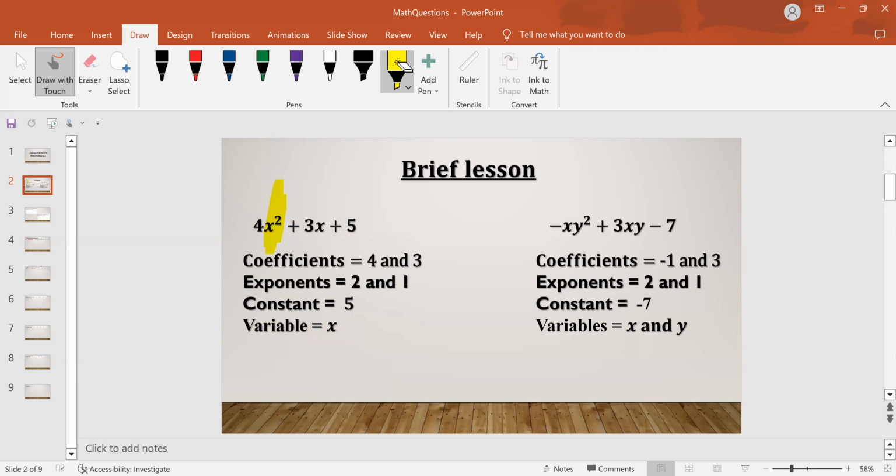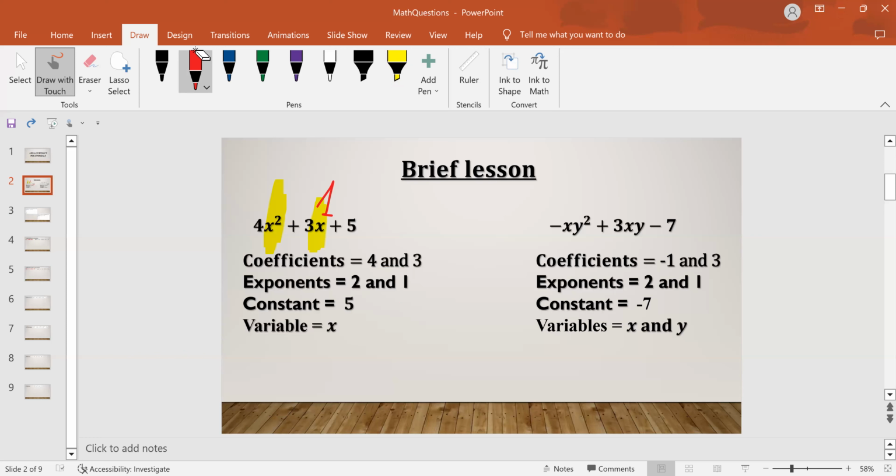So the exponent is 2. Now you have a 3x here. The x is that variable again, and we don't see any power. But you have to understand that x alone, or a variable alone, has power 1. So there is an invisible power there. It's like you have a 3x raised to power 1. Therefore, we have exponents 2 and 1 as stated here.